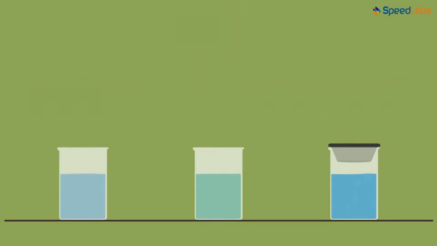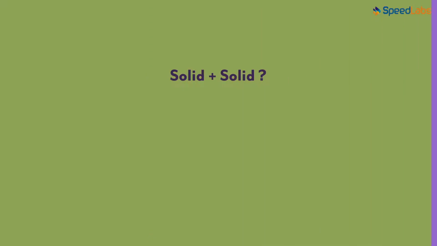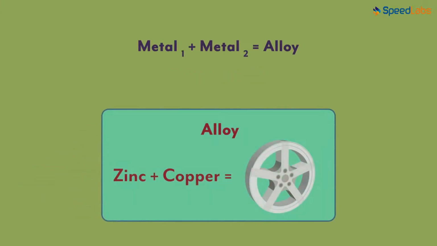As you have observed, solids, liquids and gases all dissolve in a liquid solvent. Think for a minute whether a solid would merge with another solid. Sounds unlikely, right? But yes, it's possible. An alloy is an excellent example of such a mixture. Alloys are nothing but mixtures of metals or mixtures of a metal and another element.